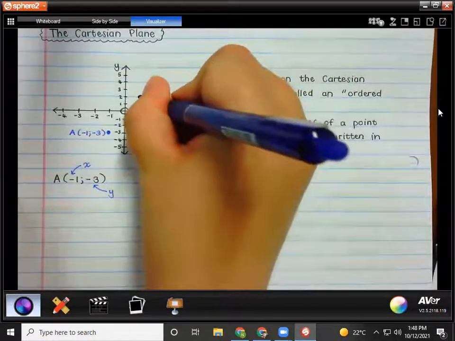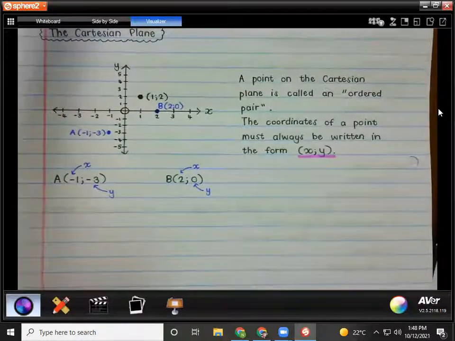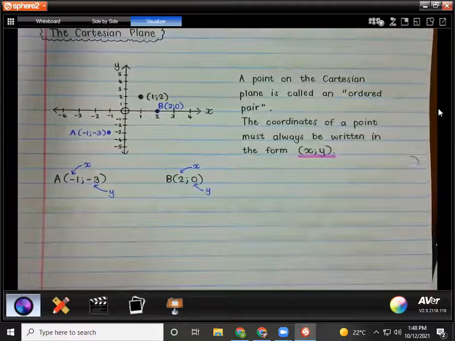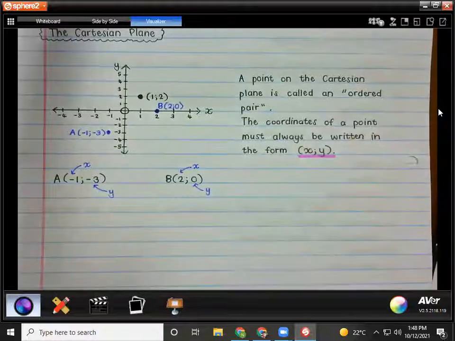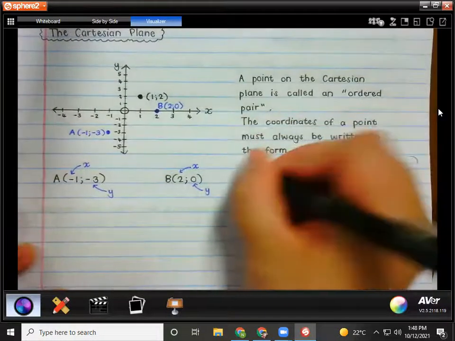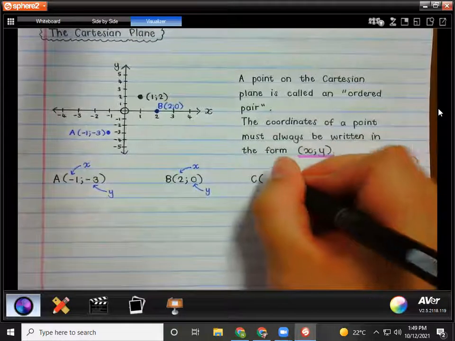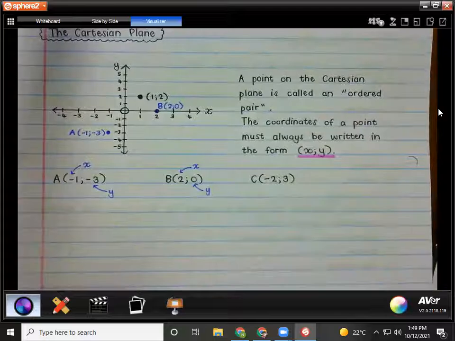Okay, let's write B 2, 0 somewhere next to that point, above, below, as long as you can see that it is referring to that point. 2, 0, yes. So it's 2 on the X-axis, but 0 on the Y. All right, I'm going to do one last one with you guys, and then I'm going to give you an exercise to do on your own. Let's do -2 and 3.